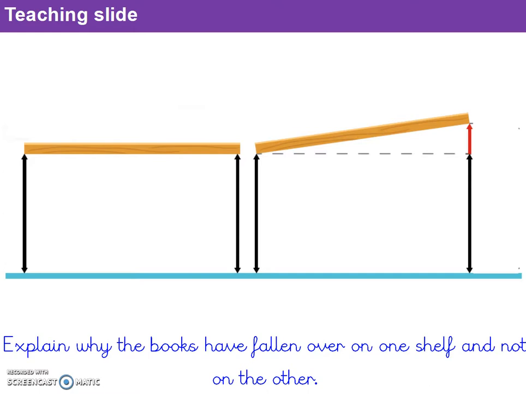So the books have stood up nicely on the horizontal shelf, but they've fallen over on the other shelf, which isn't horizontal. The word horizontal means a straight line that is perfectly level from left to right. You can think about this word horizontal. If we were to play a game with a tennis ball, and you had your racket and were trying to bounce that tennis ball on it, if that bat is horizontal, the ball will stay completely still. If it's not, it will wobble around and it will try and roll.